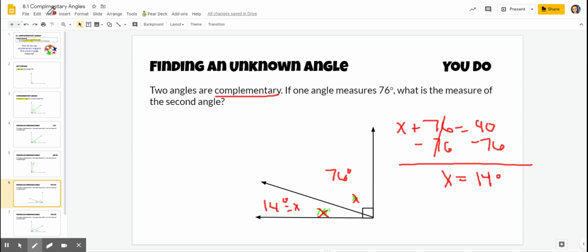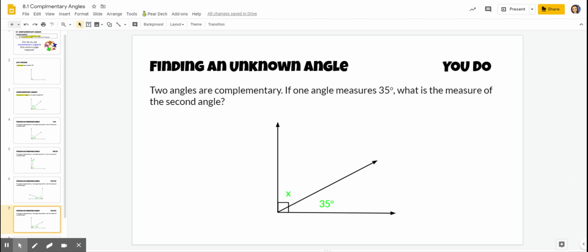Okay, let's try one more. Go ahead and see if you can solve this one on your own, and then come back and we will go over the answer together.